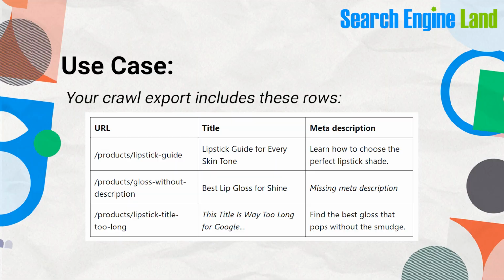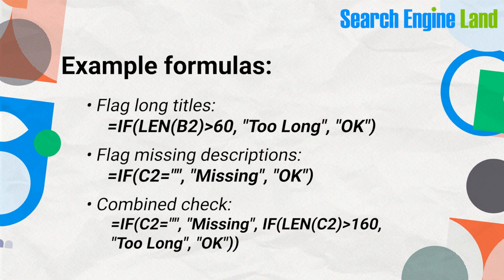One of the easiest SEO wins is cleaning up title tags and meta descriptions. But reviewing these manually is tedious, especially when you're auditing hundreds or thousands of pages. That's where combining length with if logic comes in. Let's say your crawl export includes these rows. You can use the following formula for these specific uses.